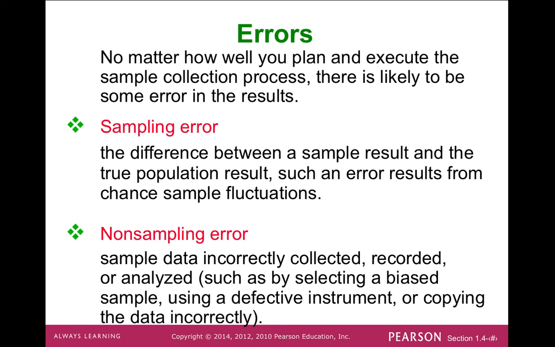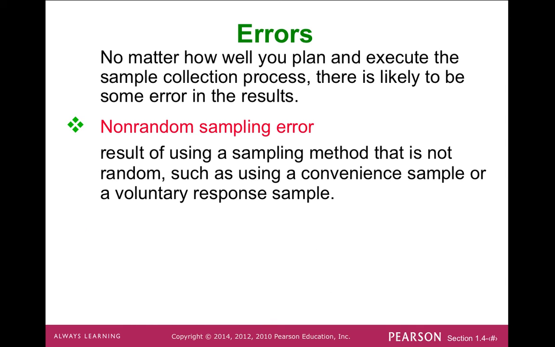Non-sampling errors can also occur. This is where sample data is incorrectly collected, recorded, or analyzed, such as by selecting a biased sample, using a defective instrument, or copying the data incorrectly. So those are some different ways that errors can occur. Non-random sampling error can also occur. This results from the use of a sampling method that is not random, such as convenience sampling or voluntary response sampling, which we've already talked through some of the issues with.